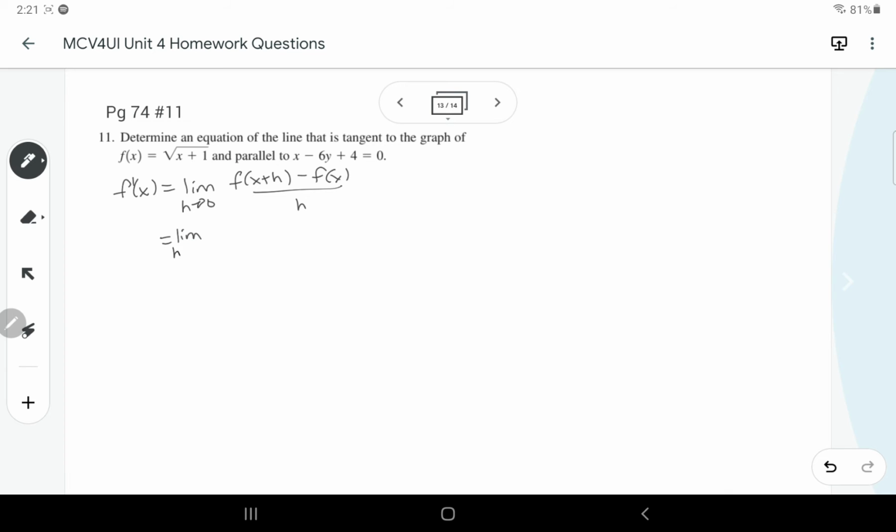which is the limit as h approaches 0 of the square root of x plus h plus 1 minus the square root of x plus 1 all over h. To get this to simplify, we're going to need to rationalize the numerator, multiply by the conjugate. So I'm going to multiply by the square root of x plus h plus 1 plus the square root of x plus 1, and I'm going to do that on the top and bottom.